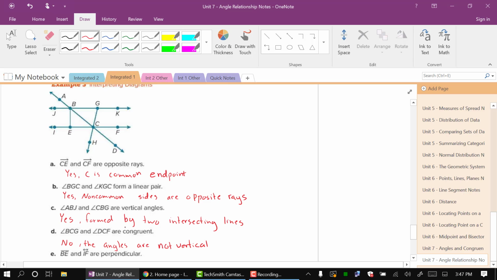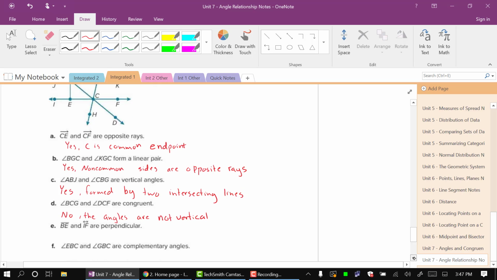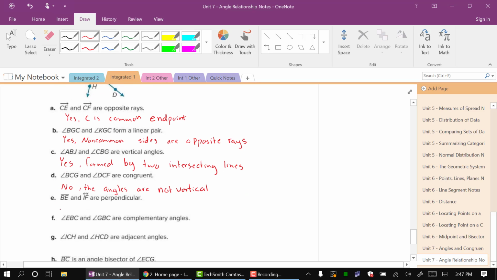Line segment BE and line IF are perpendicular. So BE right here and IF. Well, we don't have that perpendicular symbol, so we can't assume that. It could be 89 degrees for all we know.